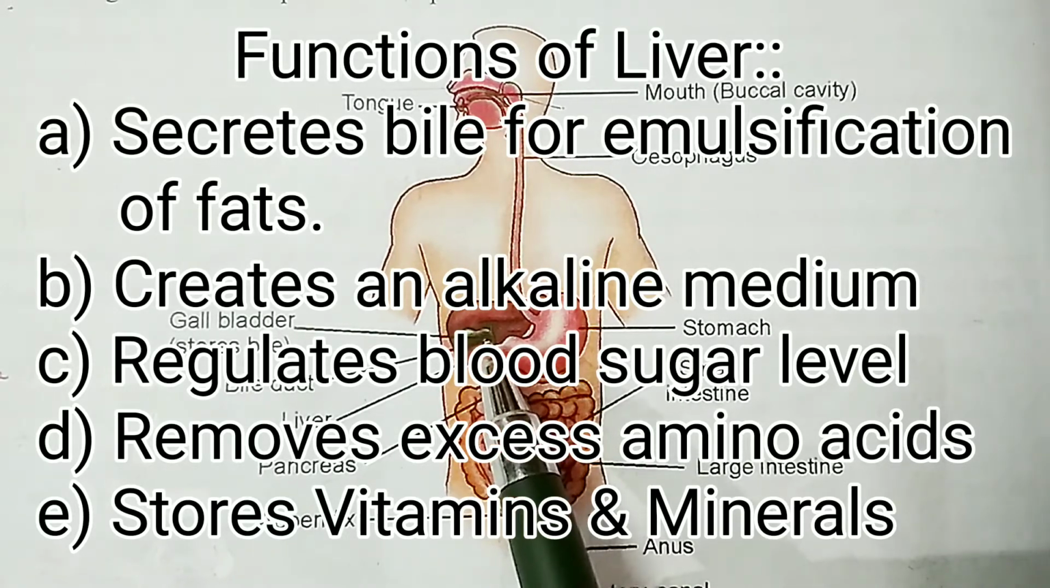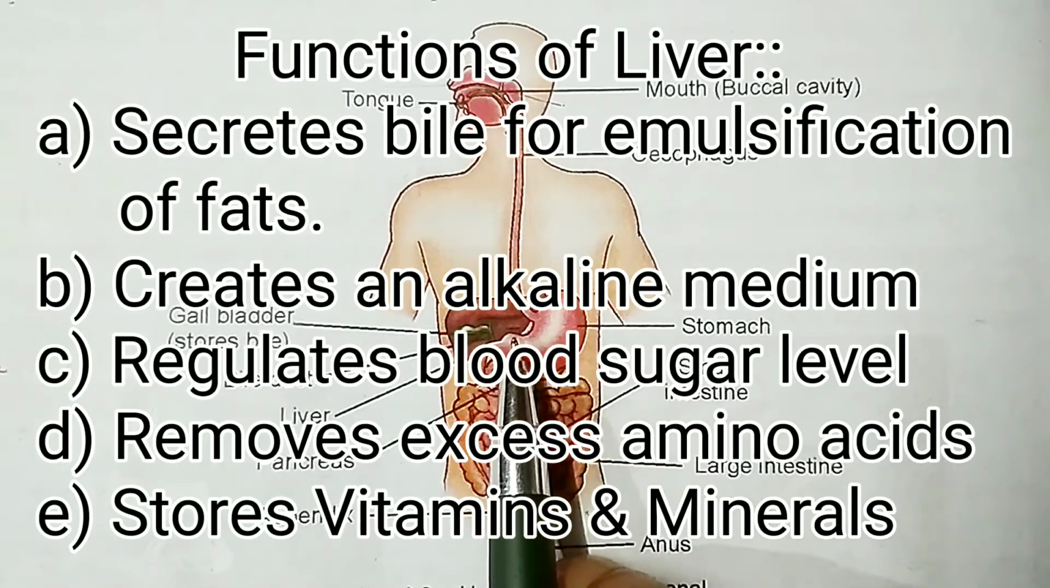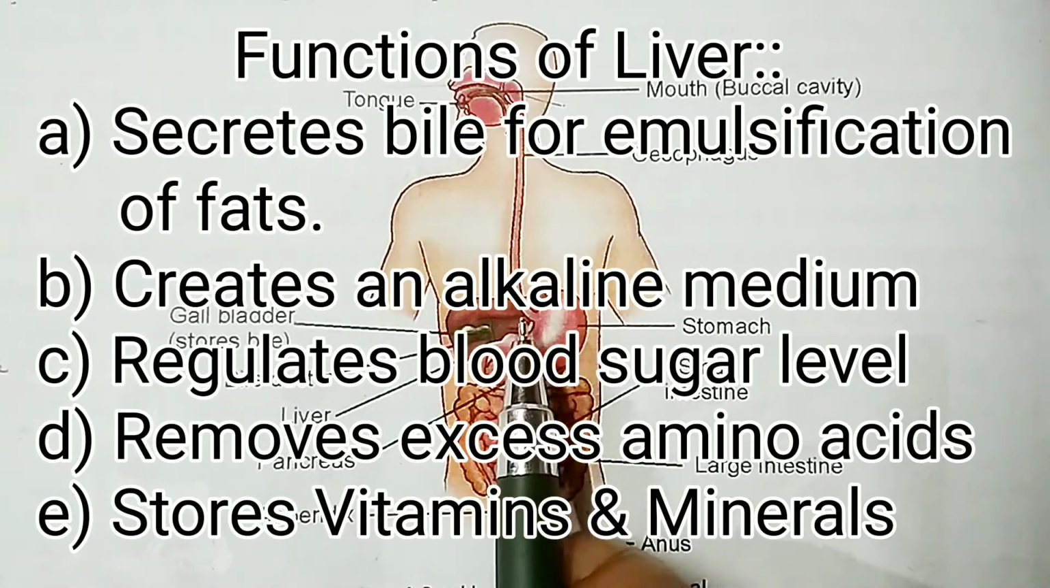The liver also regulates the blood sugar level in the body by retaining the excess glucose and converting it into glycogen. The liver also removes excess amino acids by the process of deamination. Another important function of the liver is that it stores vitamins and minerals. These are some functions of the liver.